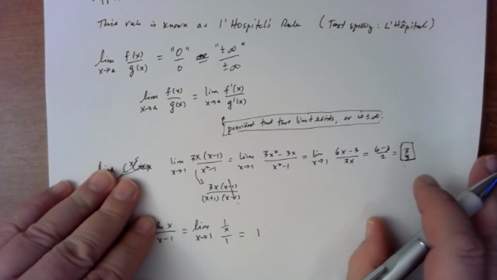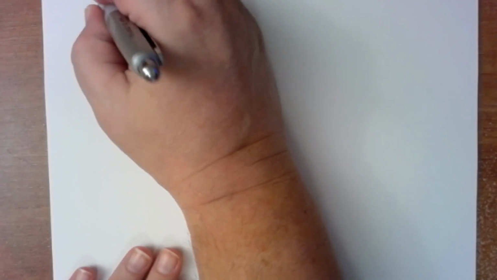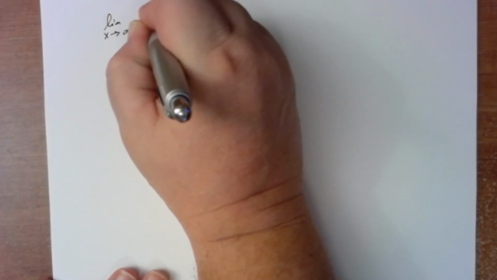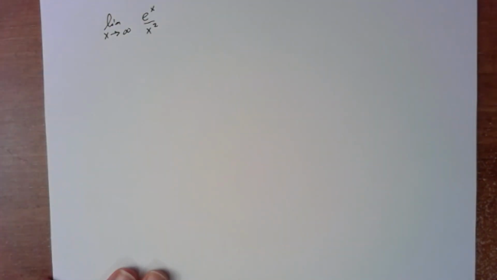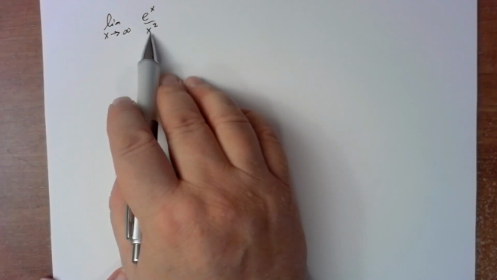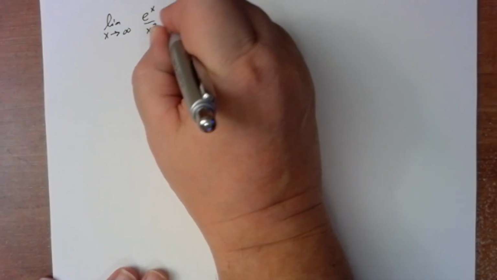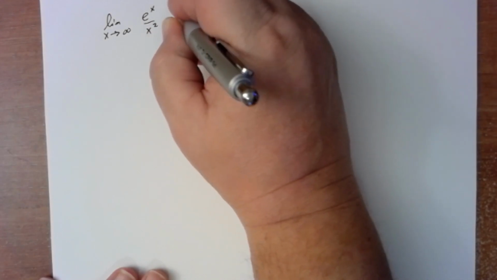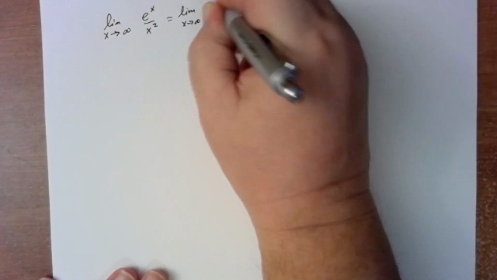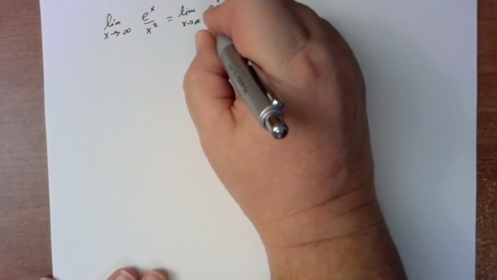Let's see, maybe a couple more examples. So how would we compute the limit, oops, I'm off the page again, as x approaches infinity of e to the x divided by x squared? Well, let's see. We can use L'Hopital's rule because we have infinity over infinity, and so we have the limit as x approaches infinity. Derivative of e to the x is e to the x. Derivative of x squared is 2x.